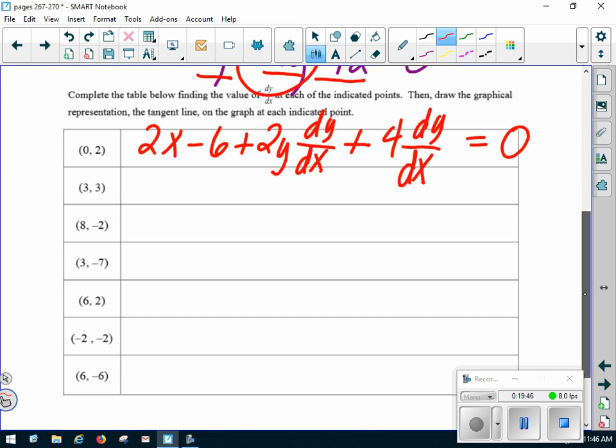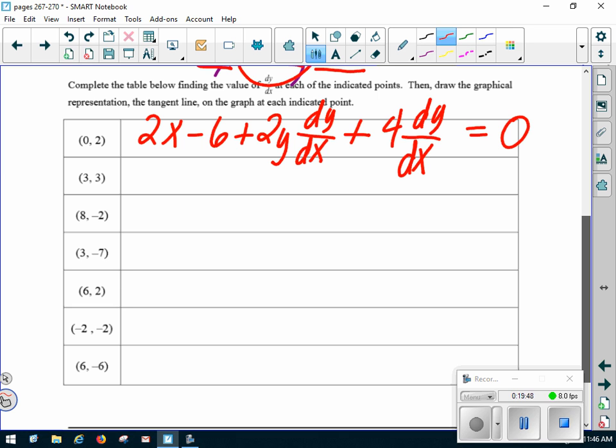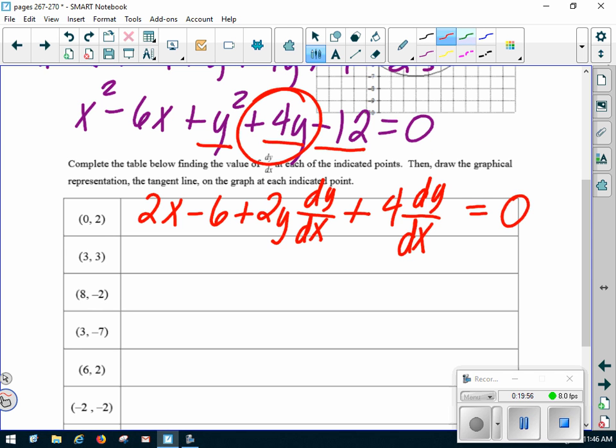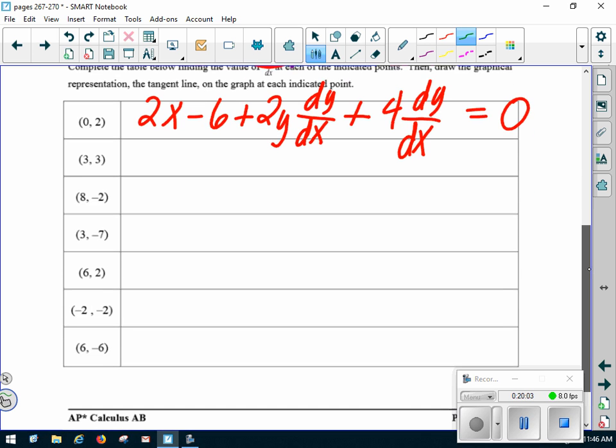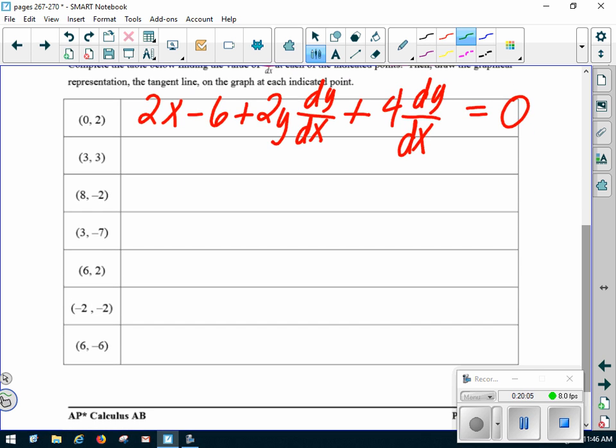Now solve it for dy/dx. How are we going to do that? I see dy/dx twice. How do I make this say dy/dx equals? Wait a minute. You think a derivative of 4y wouldn't just be 4? It would be 4, but your variables don't match.